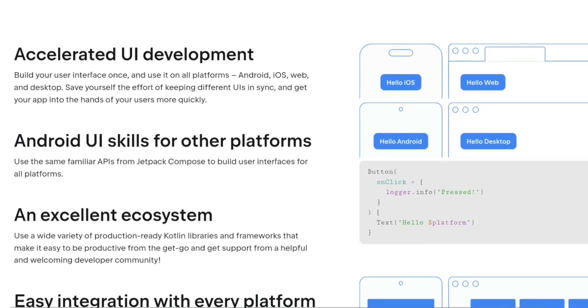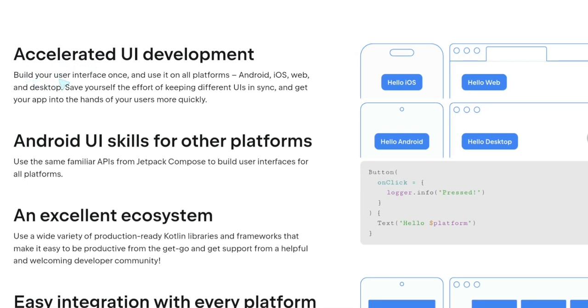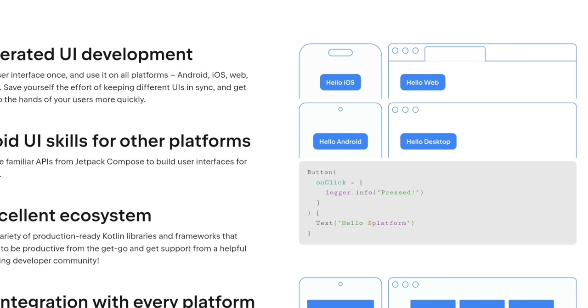So, accelerated UI development: build your user interface once and use it for all platforms, Android, iOS, web, and desktop. Save yourself the effort of keeping different UIs in sync and get your app in the hands of users more quickly. Perfect? I doubt it. Things are not perfect. Read this page: things look perfect, but they usually are not.